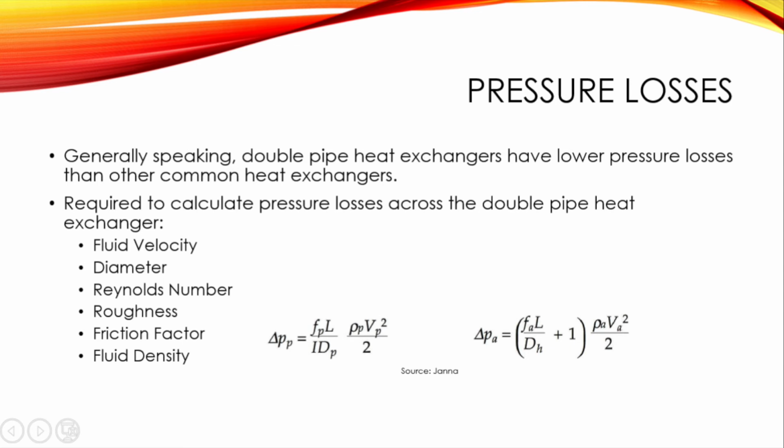Cost savings can be realized by using a heat exchanger, such as a double pipe heat exchanger, that keeps pressure losses to a minimum.